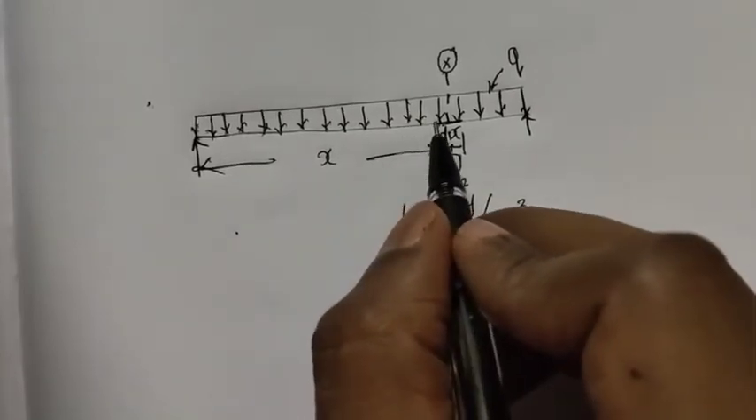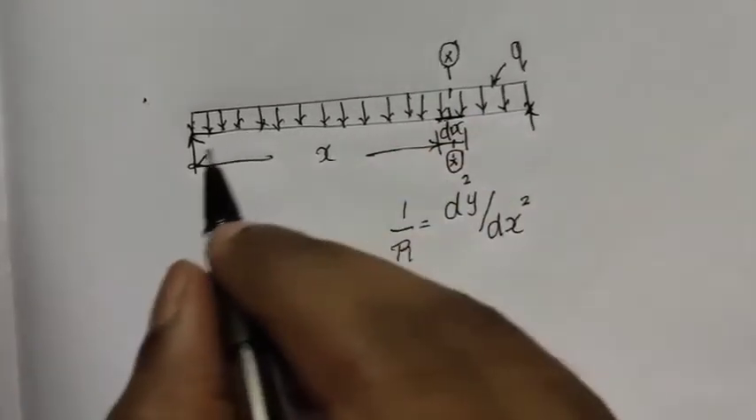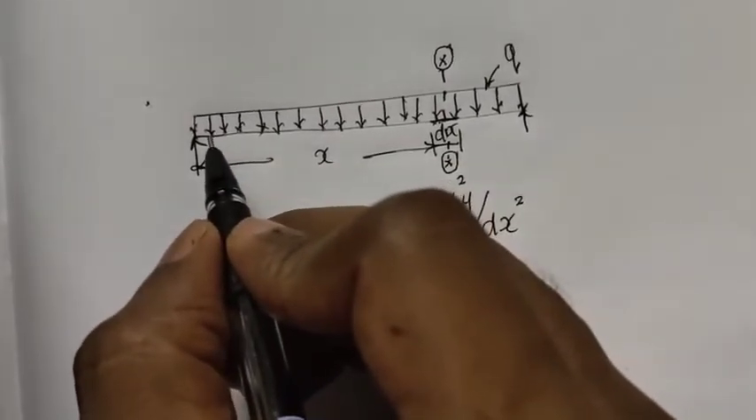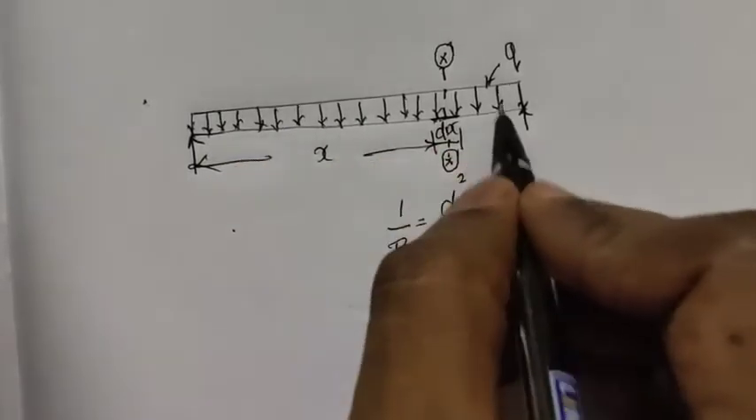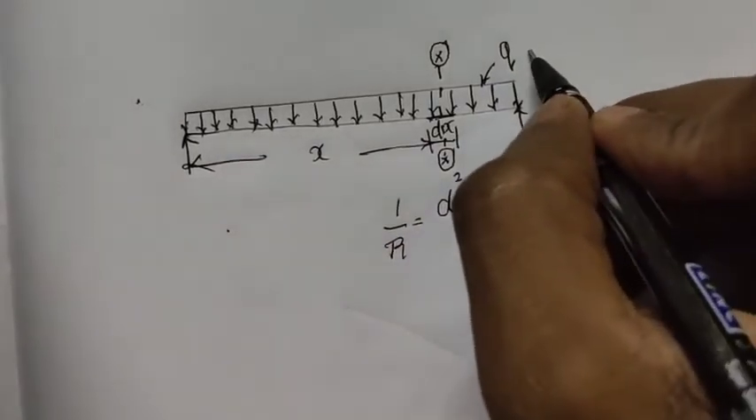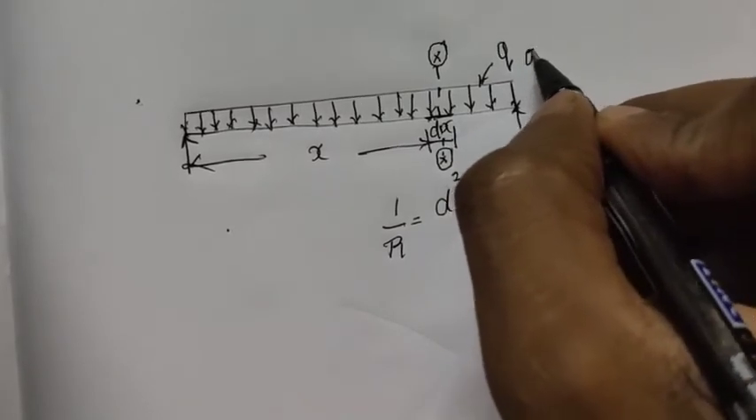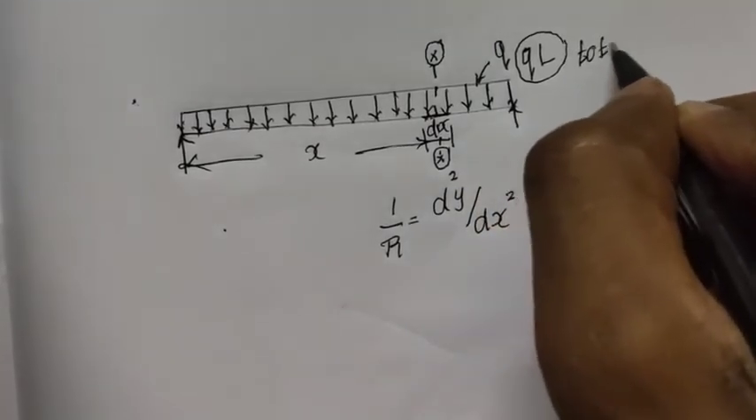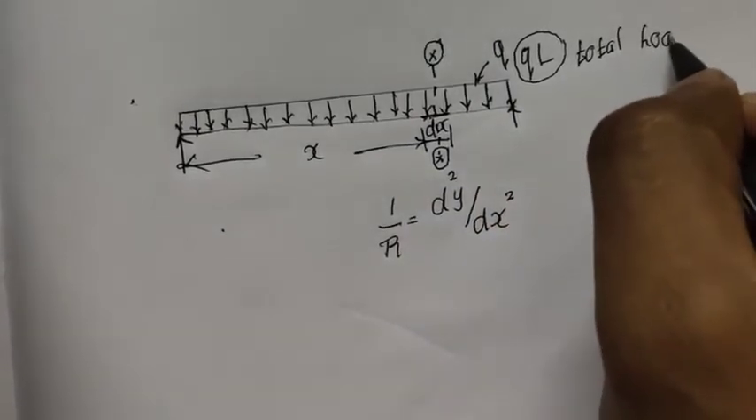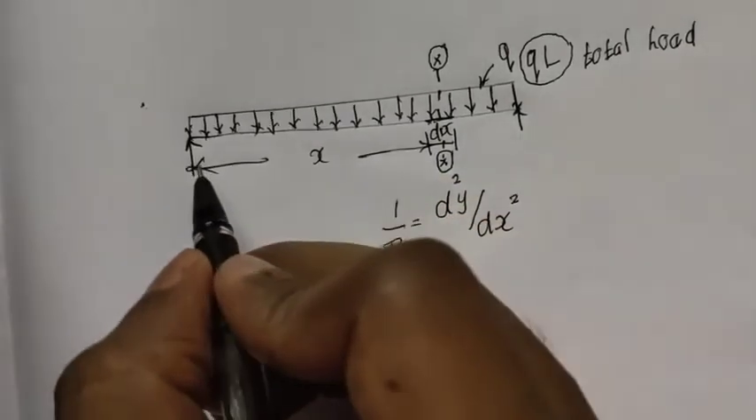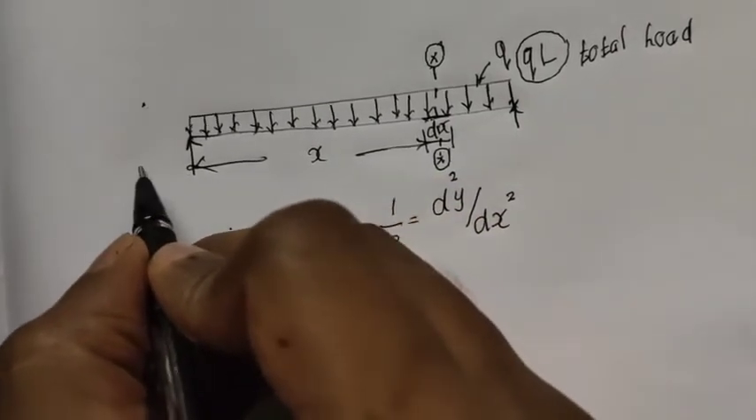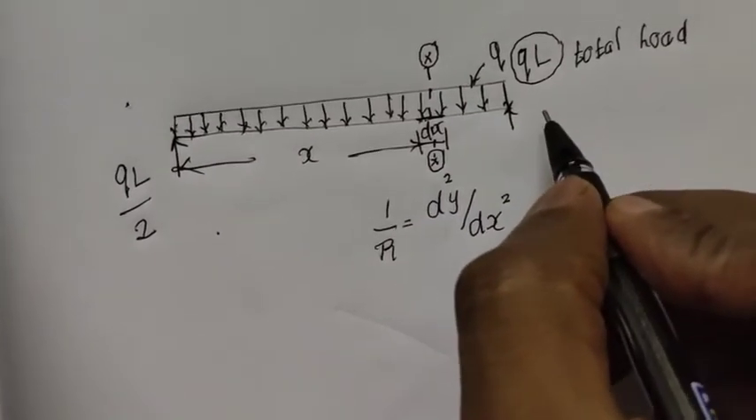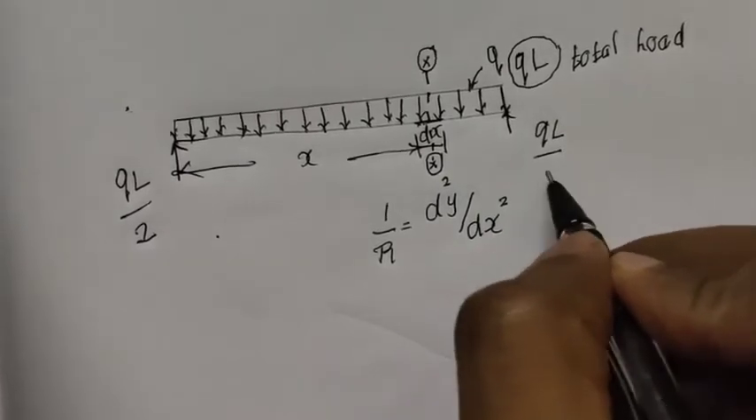So let me find the moment. In order to find the moment, first I need to find the reactions at these 2 points. So since it is a symmetrical load, the rate of loading is Q, so the total load that is acting on this particular beam, that is going to be Q into L. So this is the total load. Since the loading is perfectly symmetrical, half of the load is acting on the support here, so it is going to be QL over 2. And half the load is acting on the support here, that is QL over 2.